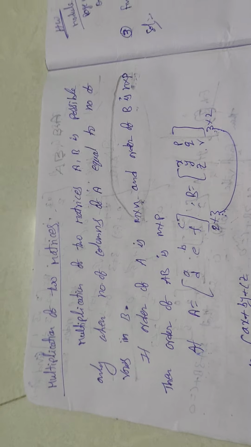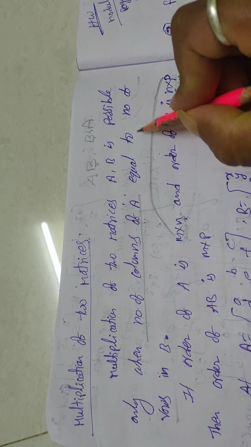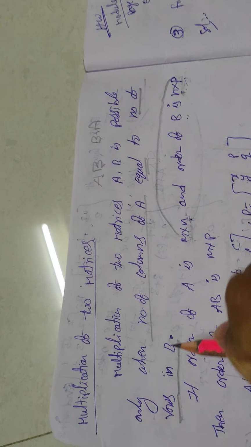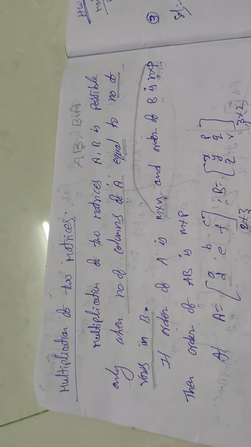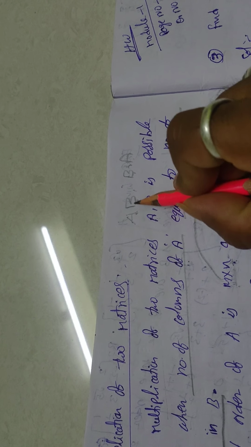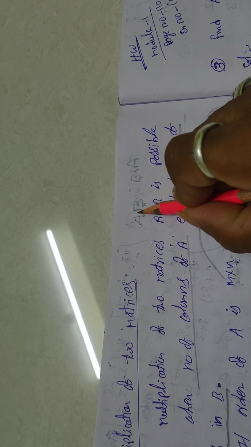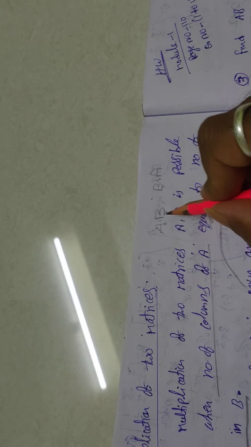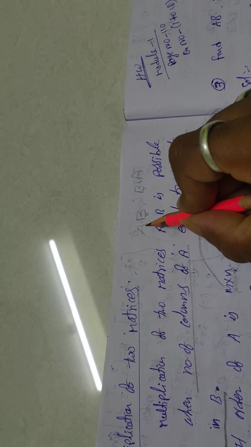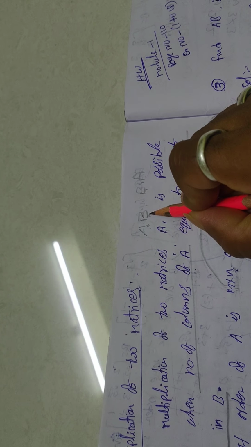Only when the number of columns of A equals the number of rows in B. Very, very important. That means if you want to do the multiplication A into B, first we have to check whether the number of columns in A is equal to the number of rows in B or not.